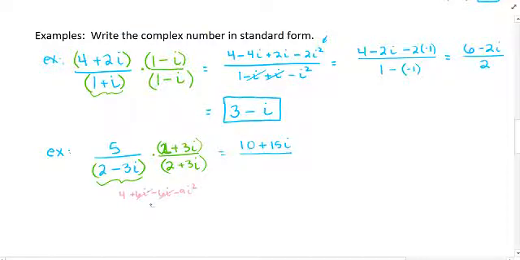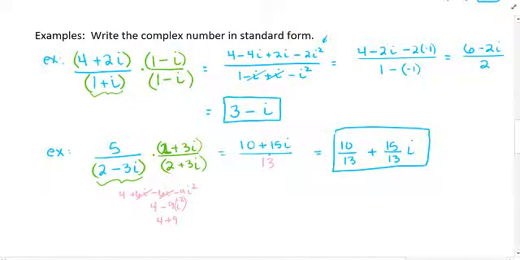Those two cancel, and I'm left with 4 minus 9i squared. But remember, i squared here is -1. So this becomes 4 plus 9, or 13. Now, to write the final answer in standard form, this becomes 10 over 13 plus 15 over 13i.